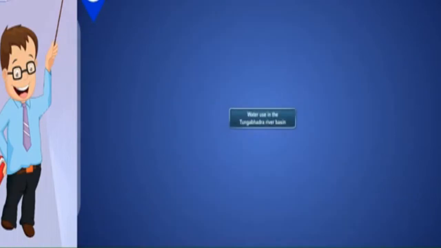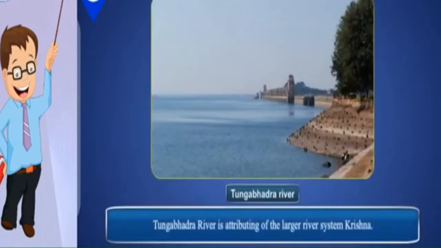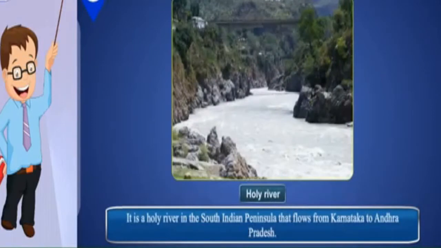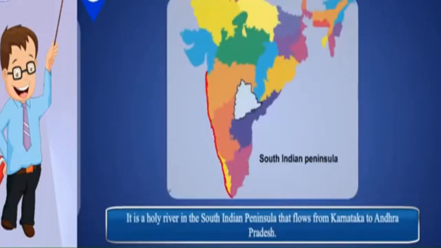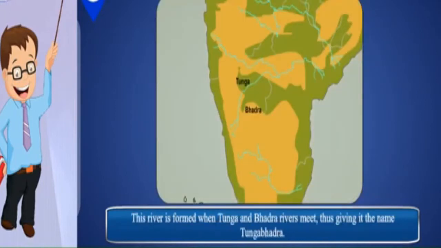Water use in the Tungabhadra river basin. Tungabhadra river is a tributary of the larger river system Krishna. It is a holy river in the South Indian peninsula that flows from Karnataka to Andhra Pradesh. This river is formed when Tunga and Bhadra rivers meet, thus giving it the name Tungabhadra.